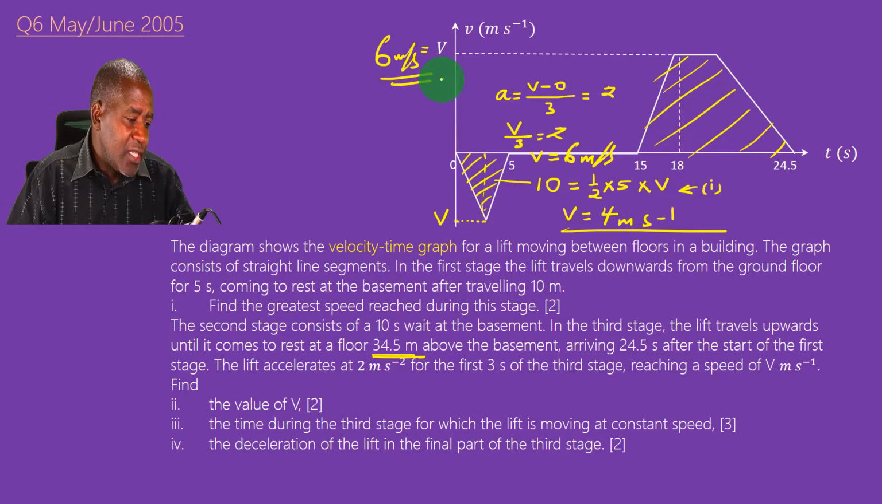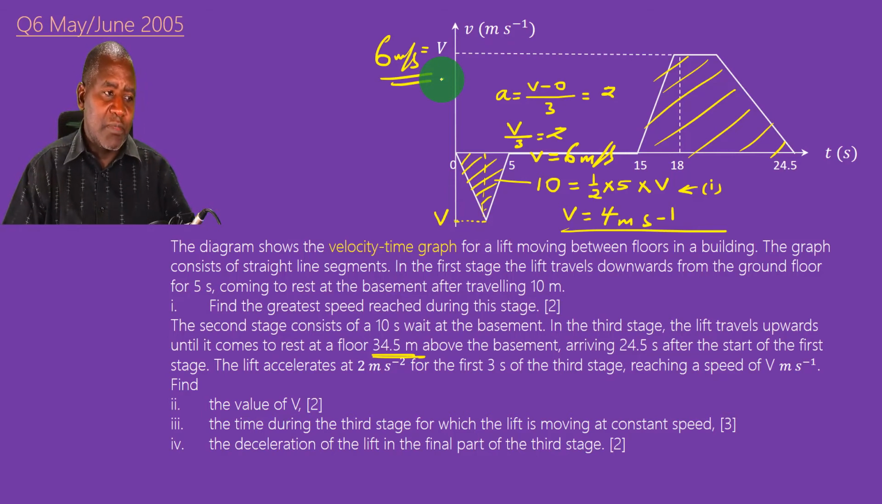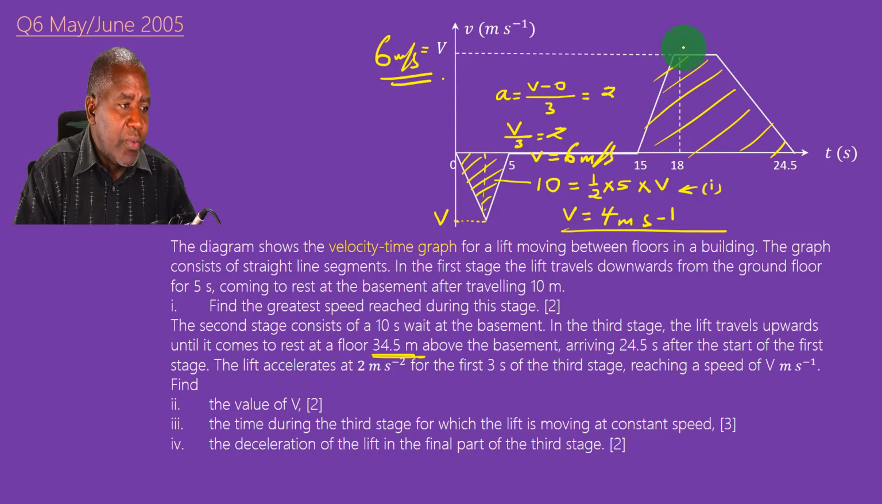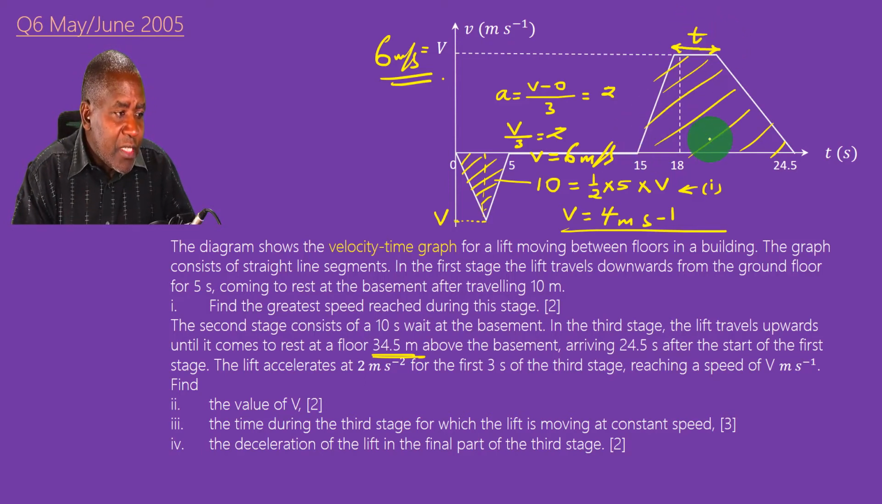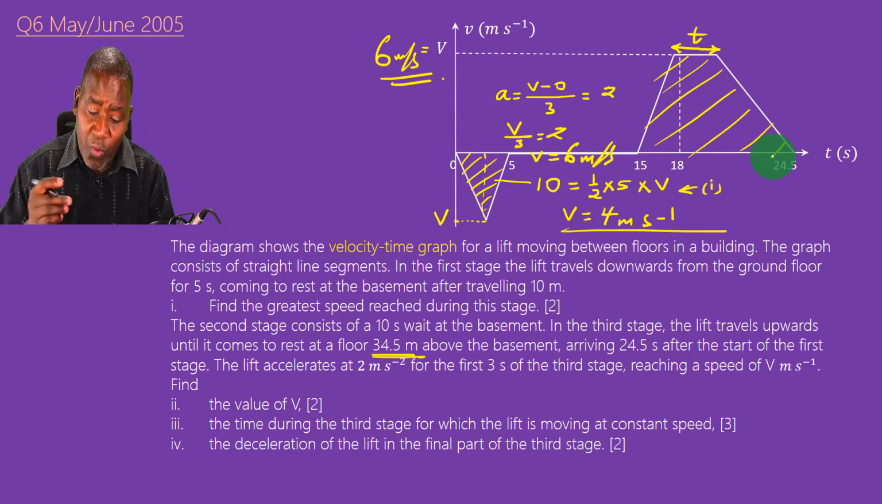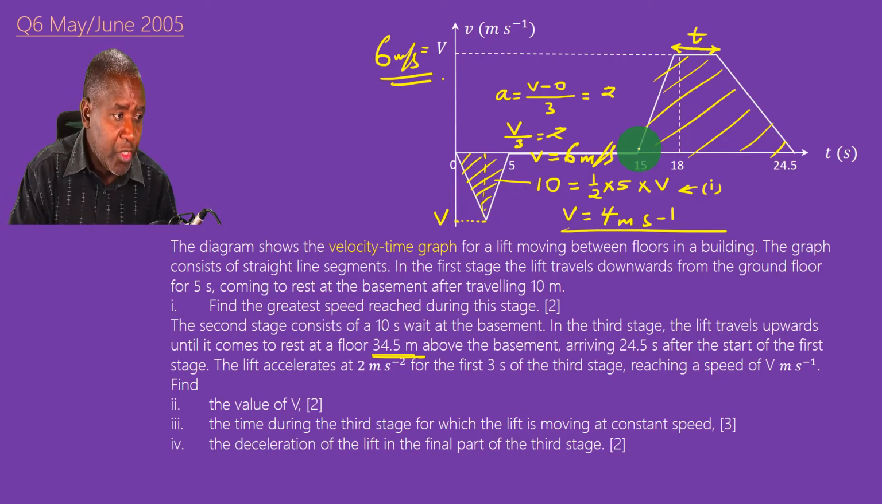The time during the third stage for which the lift is moving at constant speed. So this time here, we can call it t. This t here. Call it t. Now, we have just said that this shape is a trapezium. The base is from 15 to 24.5. So 24.5 minus 15 will give me 9.5. So from here all the way to here is 9.5.